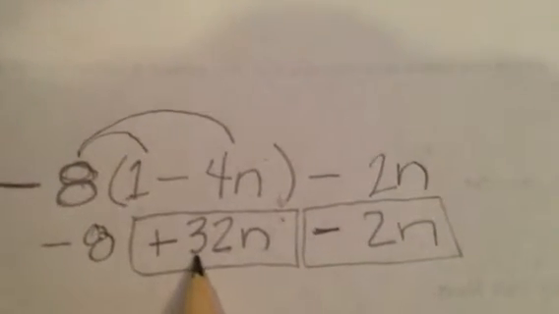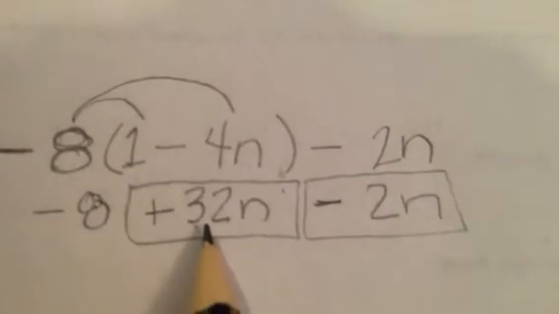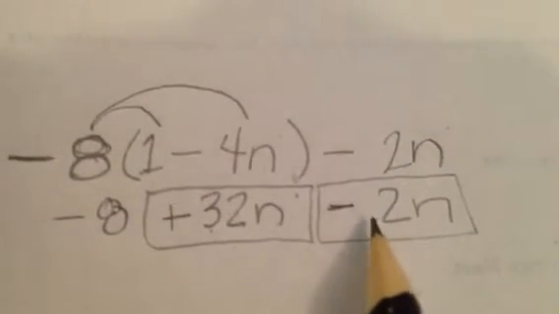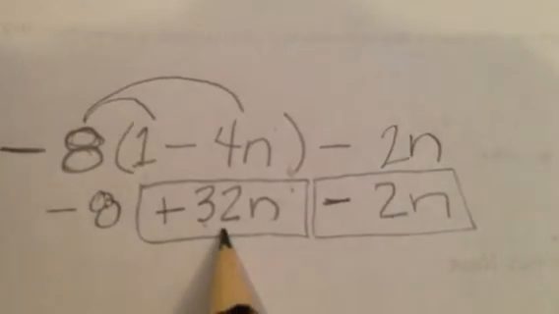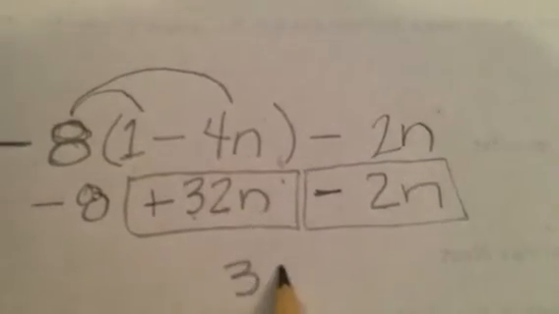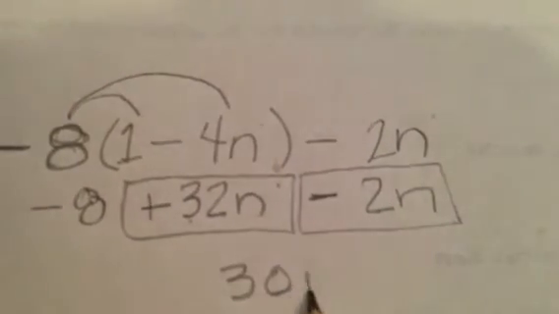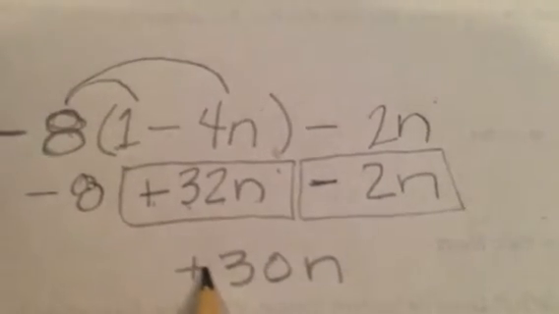So a positive 32, if I started on a number line, we'd be way off to the right-hand side with that 32. And from that point, we would go negative 2, which would mean back to the left 2 places. So 32 minus 2 is going to give me 30, and my variable stays the same. And it's positive because the larger of the two numbers is positive.